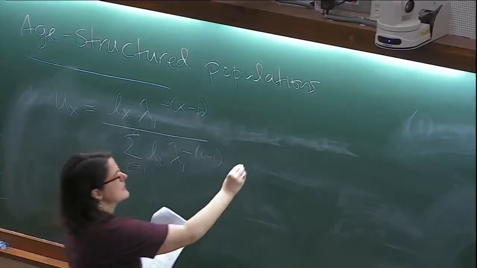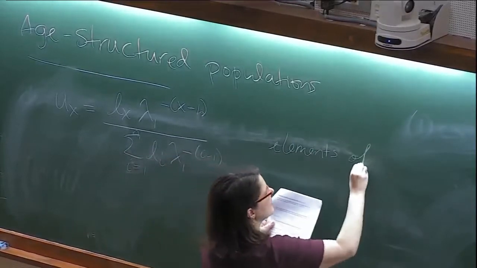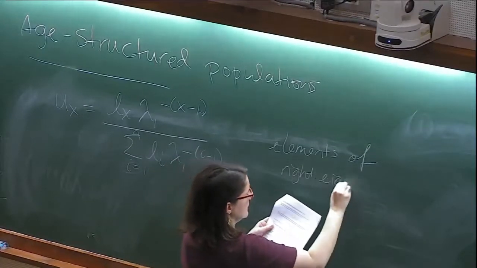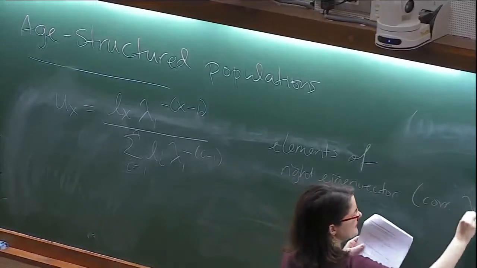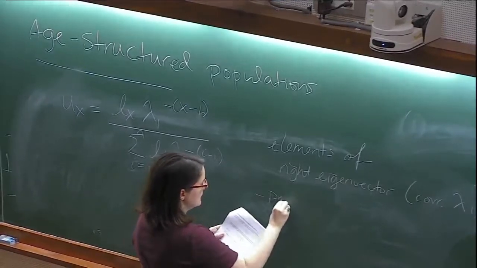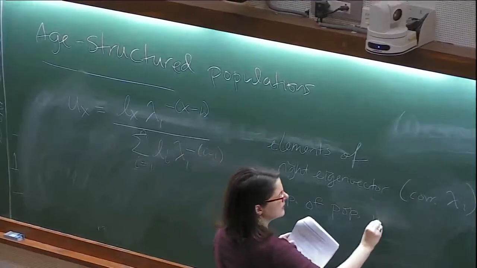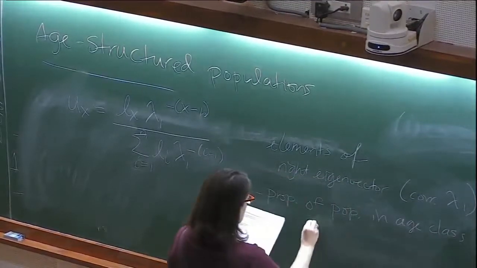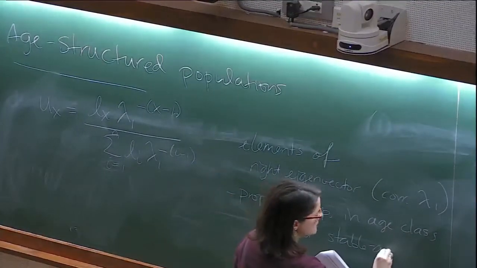These are the elements of the right eigenvector corresponding to lambda 1. And what it gives is the proportion of the population in age class X at the stable age distribution.